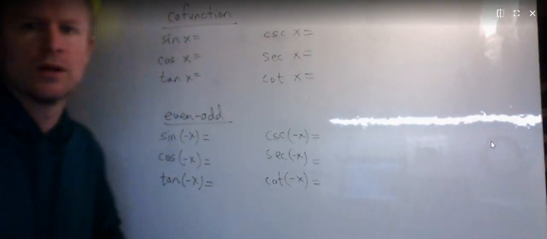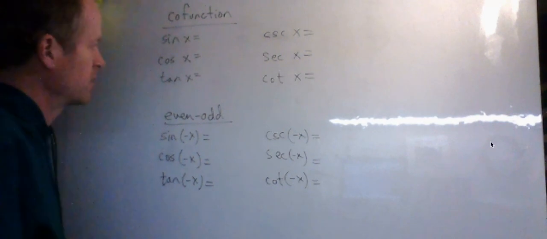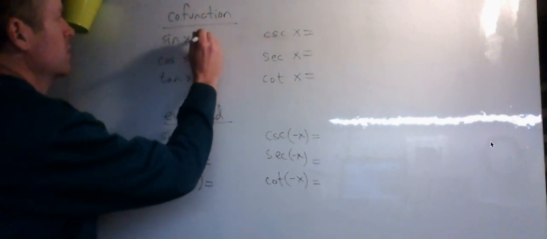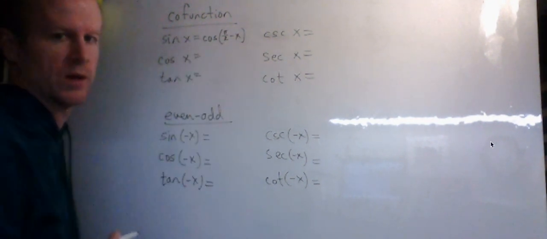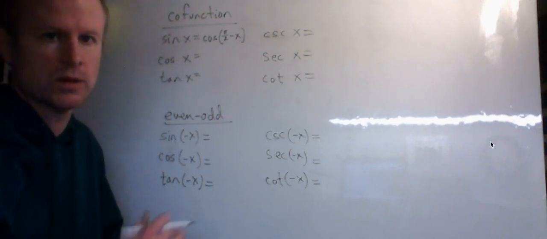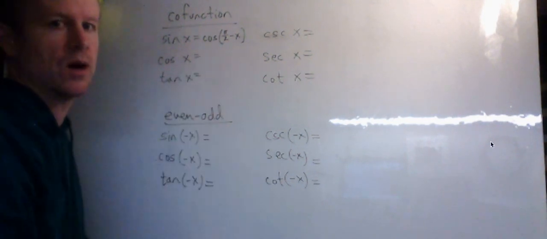All right. So the cofunction identities say that if I have something like sine of x, it's the same as cosine of pi over 2 minus x. Now, remember in radians, pi over 2 is just 90 degrees. So you could write this as 90 minus x also if you were in degrees. Let me explain that one a minute with you and why it makes sense.